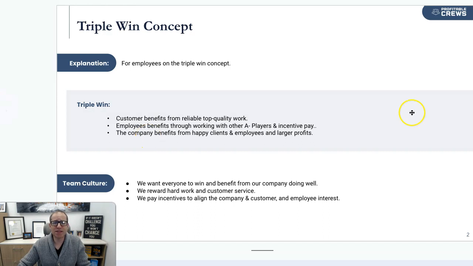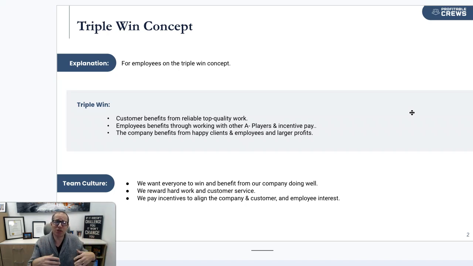All right, so next up is the triple win concept. So when we're recruiting people into the business, it's very important that Sean, as the business owner, or you for yourself, understand that we are explaining to all the prospects coming in that we are interested in a triple win. That triple win is the customer benefits from reliable, top quality work. The employees benefit through working with other A players and the incentive pay, and the company wins because they have happy employees, happy customers, and obviously they can make a larger profit.